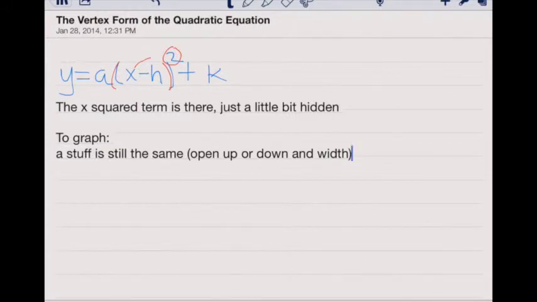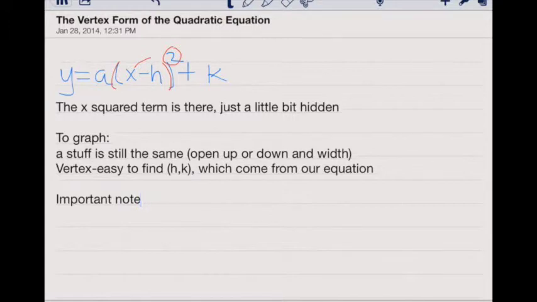The next thing to consider is our vertex. Now, as the name implies, it's going to be really easy to find our vertex. Our vertex is actually the ordered pair h, k. H and k come right from our equation. Important note here, just like in the standard form, you've got to be really careful about your signs when comparing your general form, which is this, and a specific form.